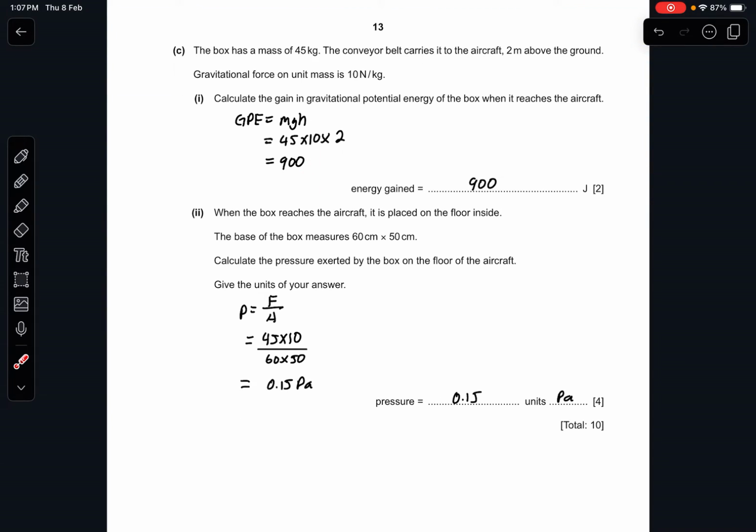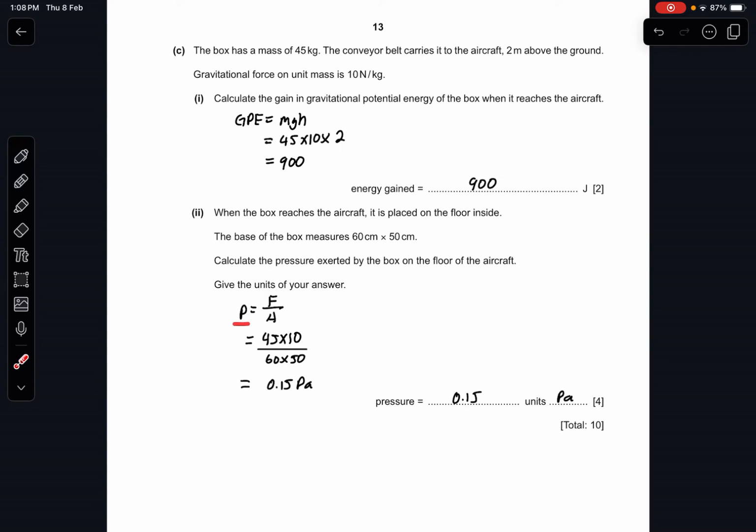Part 2. When the box reaches the aircraft, it is placed on the floor inside. The base of the box is 60 cm times 50 cm. This will be telling you the area of the box. Calculate the pressure exerted by the box on the floor of the aircraft. Give the units of your answer.